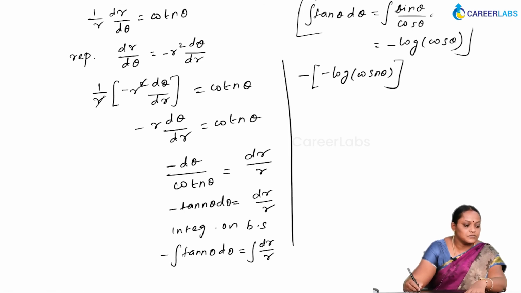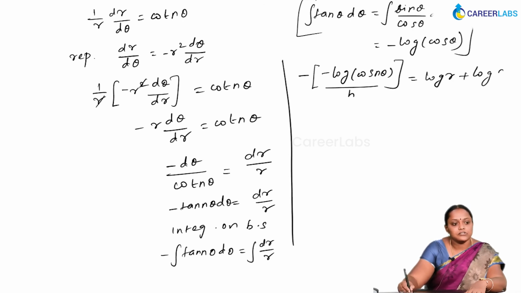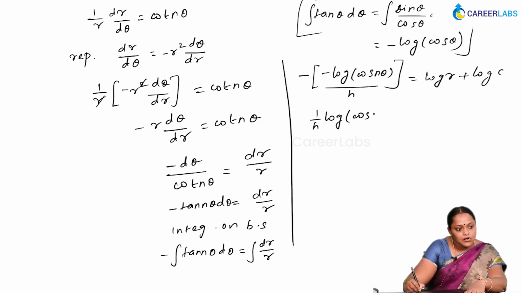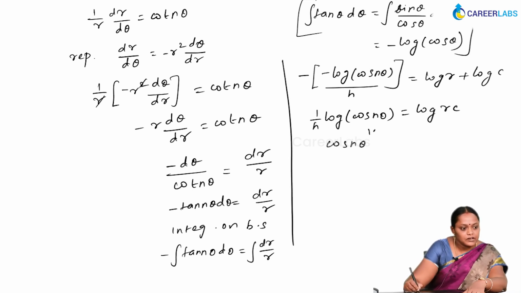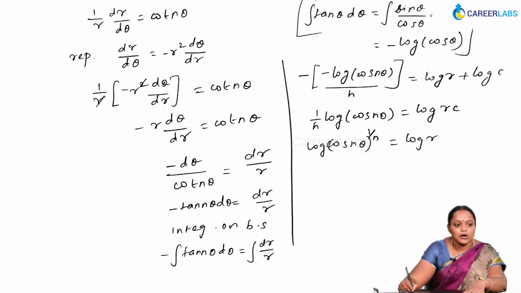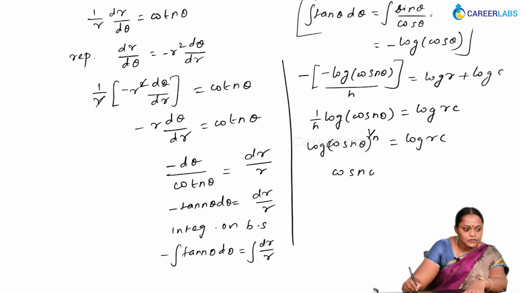Okay. So this is equivalent to log of cos n theta, and for cos n theta we have the coefficient n, so it will be divided by n. This is equal to, for dr by r, log r plus the integration constant log c. Minus into minus will become plus. So this is 1 by n log of cos n theta is equivalent to log of r into c. I can write this as log of cos n theta to the power 1 by n equal to log RC. So when you take the exponential, this will become cos n theta the whole power 1 by n is equal to RC. So this is the orthogonal trajectory.